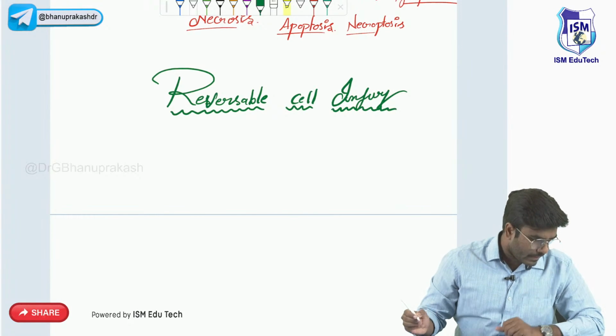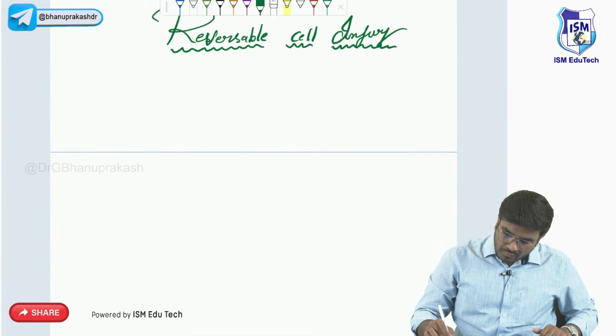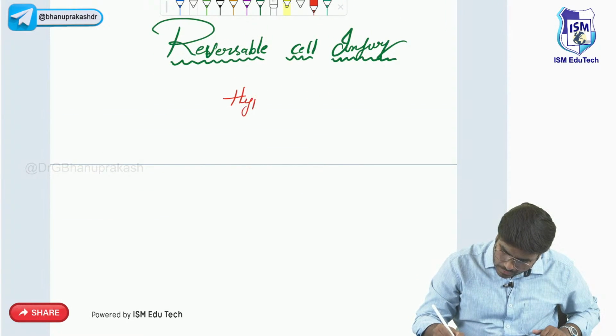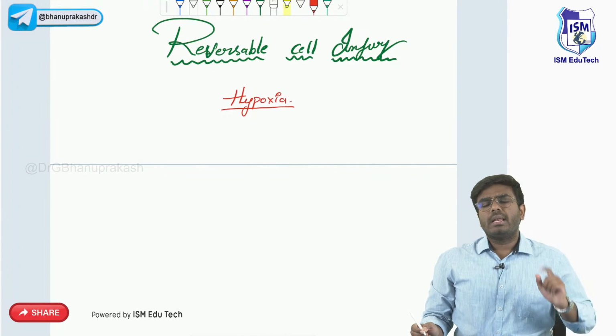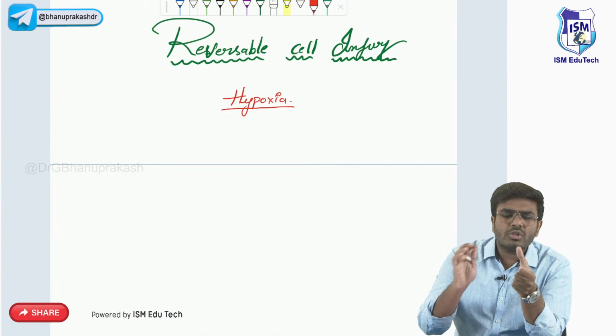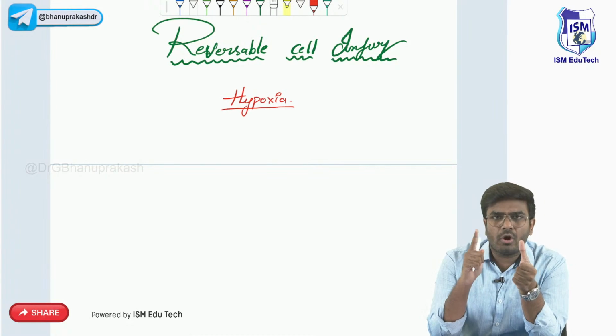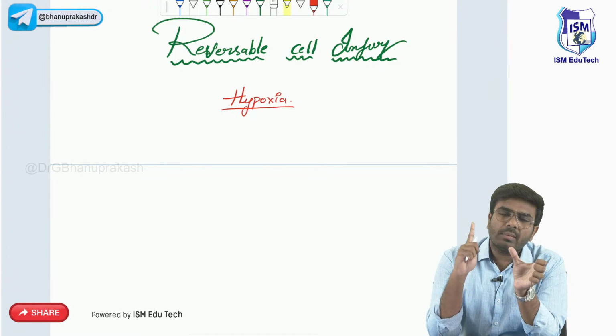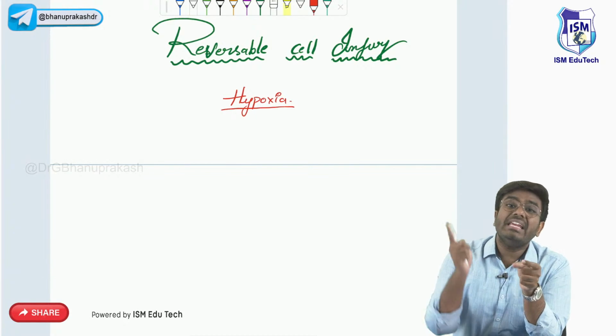Okay. Now, let's take what is the most common stress. I have asked you, what is the most common stress, guys? Hypoxia. Hypoxia is the most common stress. Now, just take a minute. I want you to know a few more points. The most common cause of cell injury is hypoxia, and the most common cause of hypoxia is ischemia.